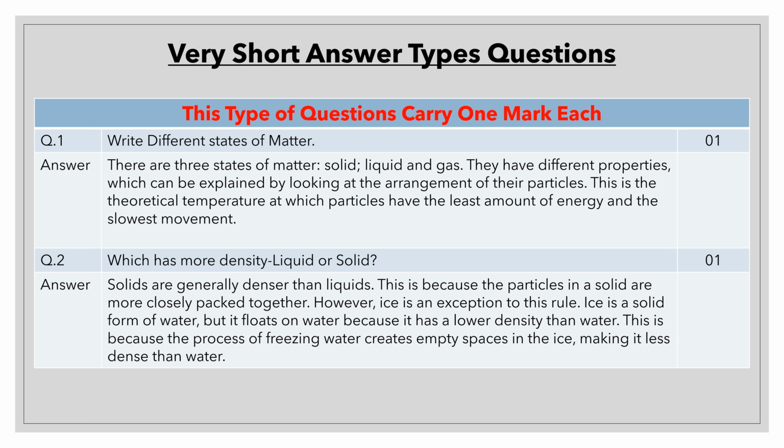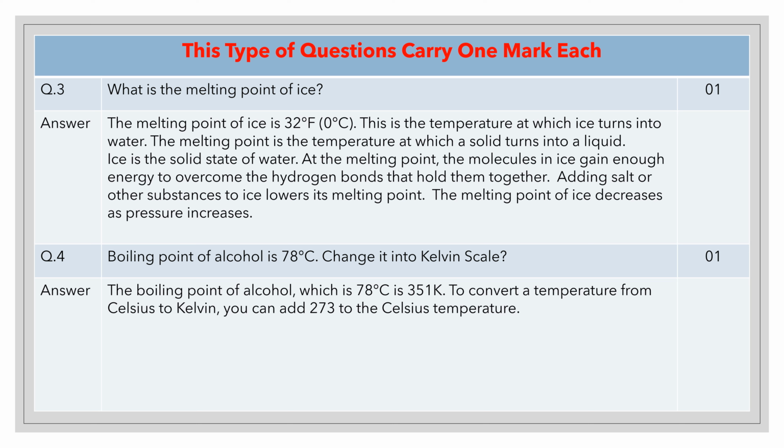Question number 3 is, what is the melting point of ice? Answer to this question is, the melting point of ice is 32 degrees Fahrenheit, 0 degrees Celsius. This is the temperature at which ice turns into water. The melting point is the temperature at which a solid turns into a liquid. Ice is the solid state of water. At the melting point, the molecules in ice gain enough energy to overcome the hydrogen bonds that hold them together. Adding salt or other substances to ice lowers its melting point. The melting point of ice decreases as pressure increases.